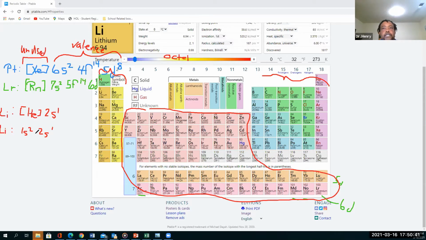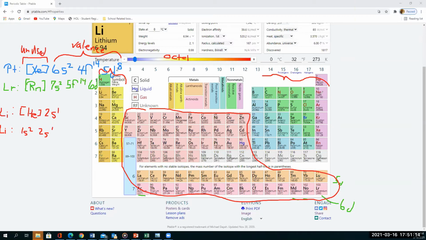Okay, so this represents the core. This represents our valence electron. How many valence electrons does it have? One. It has one valence electron. Since it has one valence electron, and the goal is to try to be like a noble gas, it could be like helium, or it could try to gain 1, 2, 3, 4, 5, 6, 7, and be like neon. Which one do you think it would want to do?